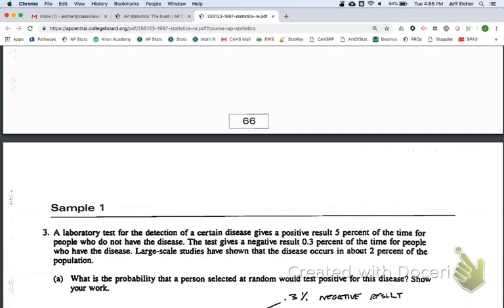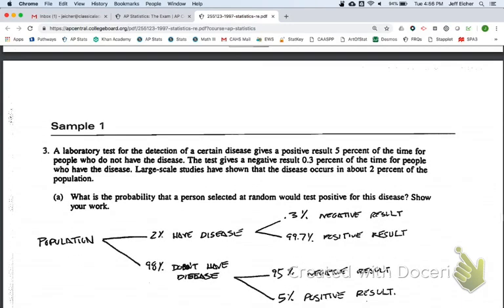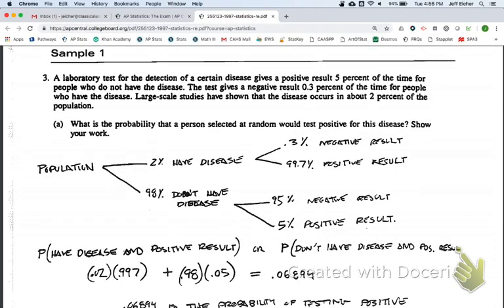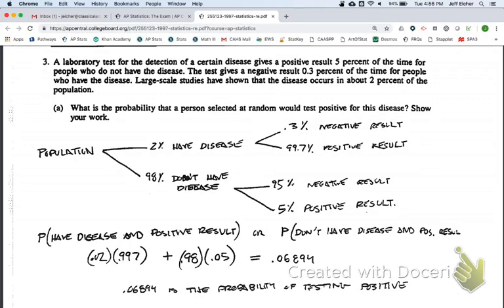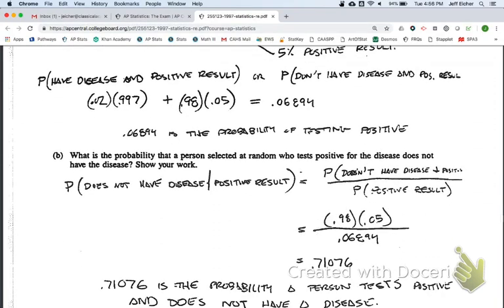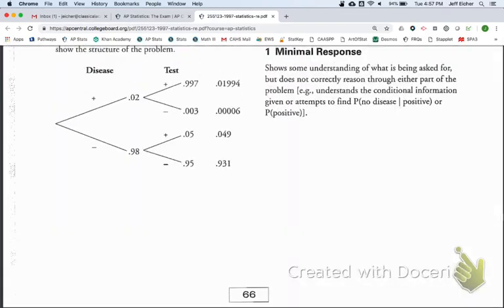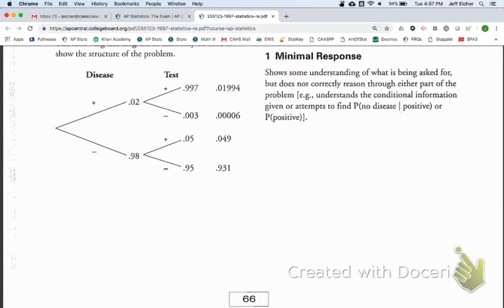All right, hopefully you did well, you and your neighbor. Let's check out this answer, sample number 1. Here's a student setting it all up. And see if you made a tree diagram. The answer you should get for A is 0.06894 as your probability. And for letter B, conditional probability, should get 0.71076. That's what it looked like if you did tree diagrams. Here's the tree diagram for you, if you want to check that out.